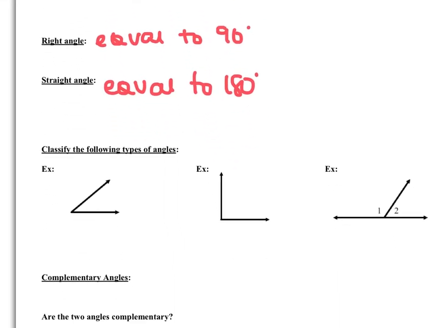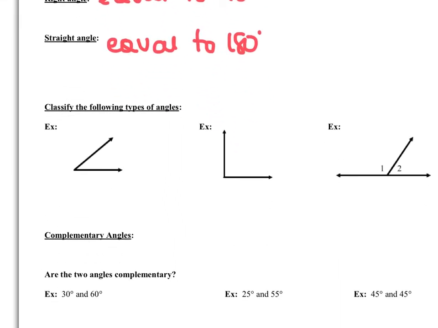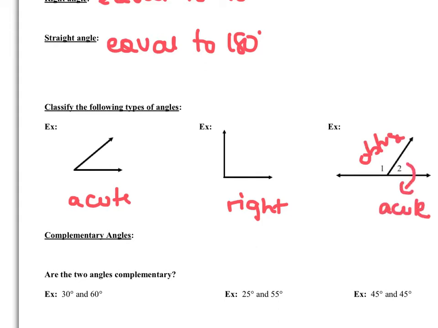So if you scroll down here, you can just very easily classify the angle types. This is acute, right. Angle 1 would be obtuse. Angle 2 would be acute. Complementary angles are when you have two or more angles whose sum is 90.